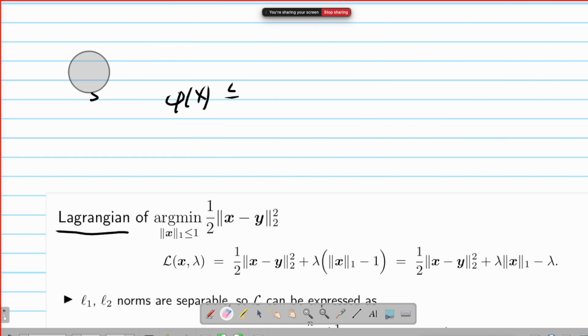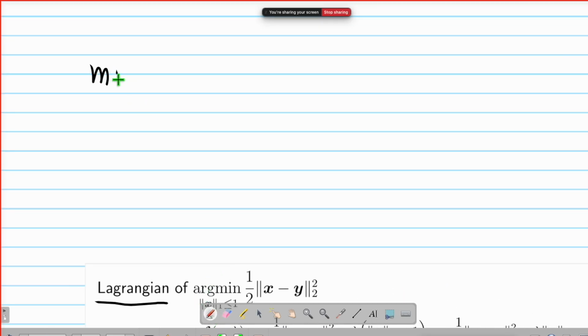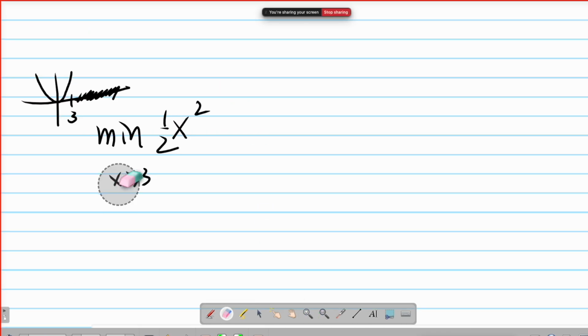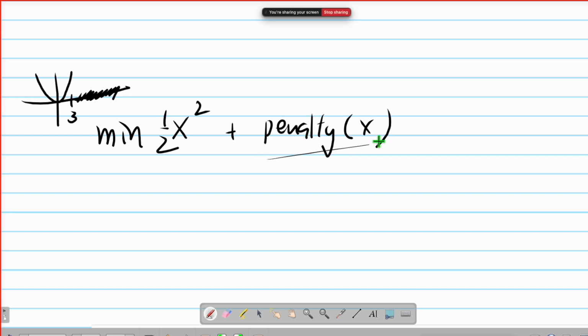Let me explain. I'm going to use an easy example to explain why this works. Suppose I have to minimize half x squared. So I want to find the smallest value here. We know it's 0. But now, for some reason, I want my x larger than 3. This is 3, so I can only allow this region. So what am I going to do? If I ignore this constraint, this line extends over the whole line. But I want this line to be kept. So I add something here such that if the constraint is violated, the function value increases. This is called a penalty.